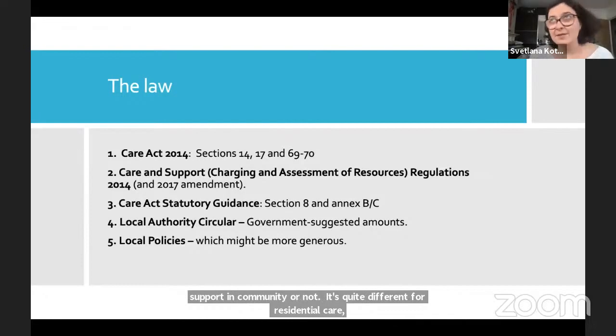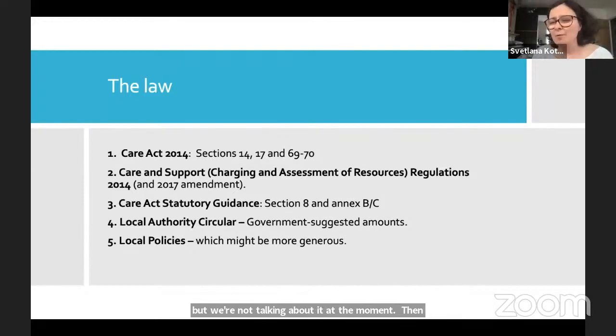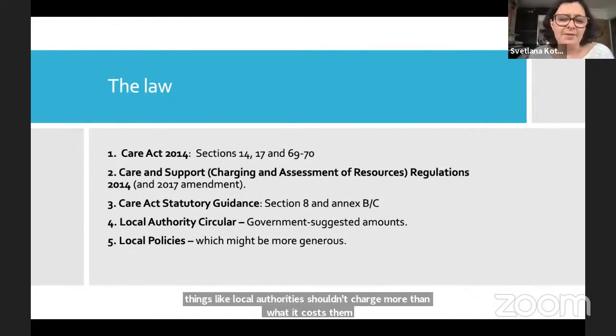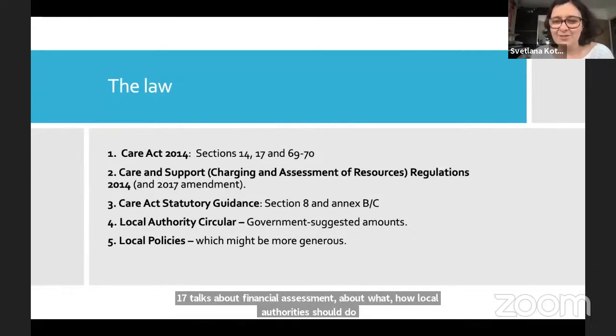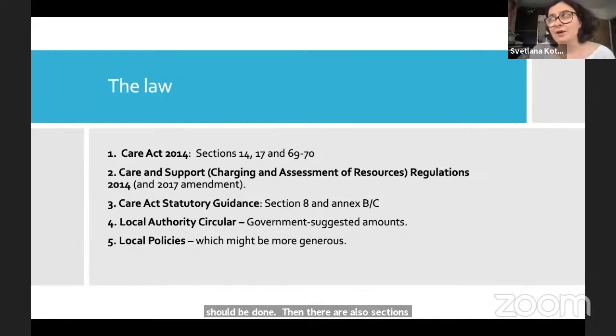That section also sets out some requirements. For example, local authorities shouldn't charge more than what it costs them to meet a person's needs, and things like that. Then section 17 talks about financial assessment: the local authority must do a financial assessment if it wants to charge, and regulations will set out how it should be done. And then there are also sections 69 and 70, which basically allow a local authority to recover charges that a person hasn't paid as a debt.